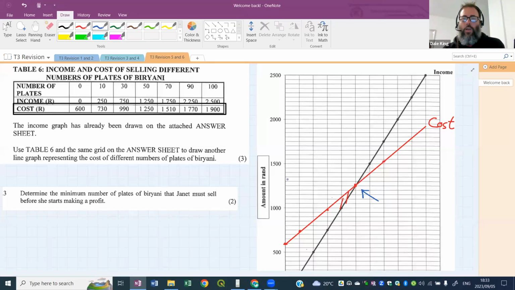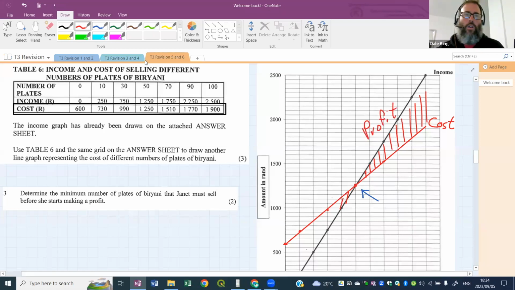From there, you can either start making a profit or start making a loss. In this case, after this point the income graph starts to go above the cost. Your income, money coming in, is more than what's going out, so your business is making a profit. On the other side of the graph, where your cost is higher than your income, you are making a loss. And in the middle, where they're crossing, you're breaking even.